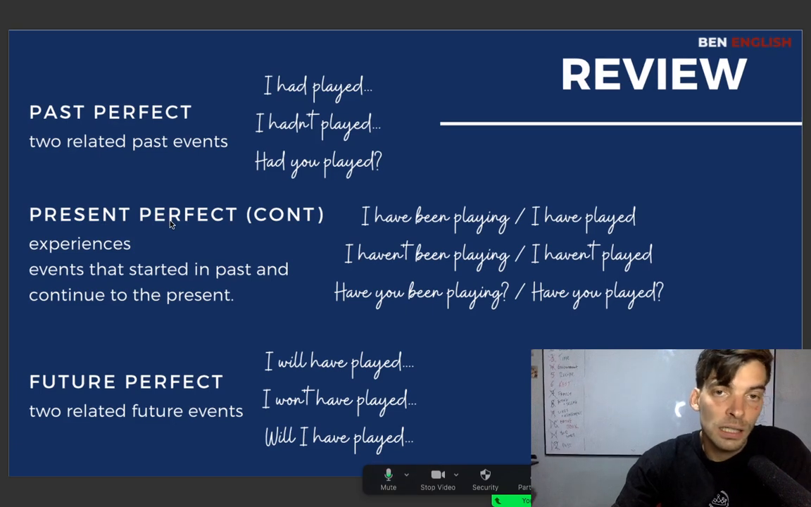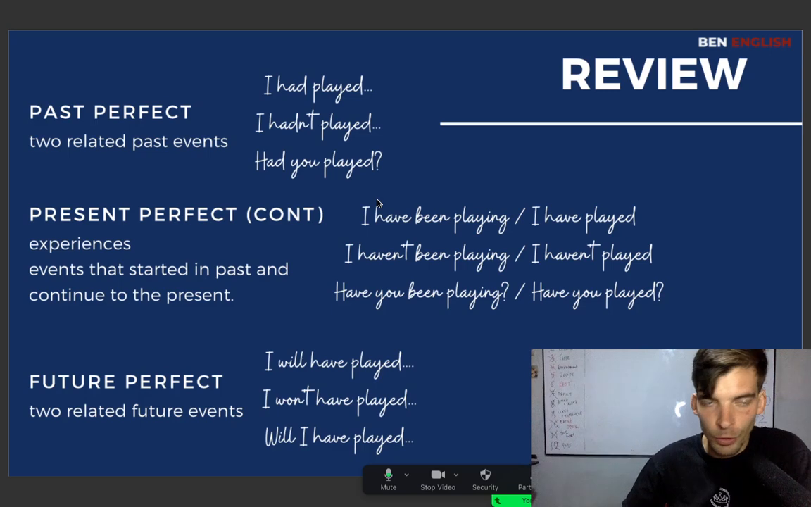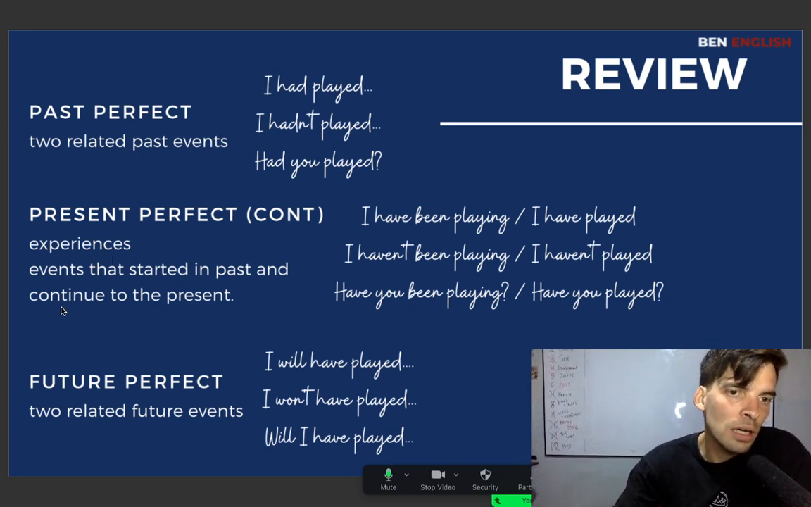And the perfect tenses. Now, instead of using the verb to be, we're using the auxiliary have. In the past, I had played. In the negative, I hadn't played. Or question, had you played? Had you played football before you came to Peru? Had you eaten guinea pig before you came to Peru? Two related past events.